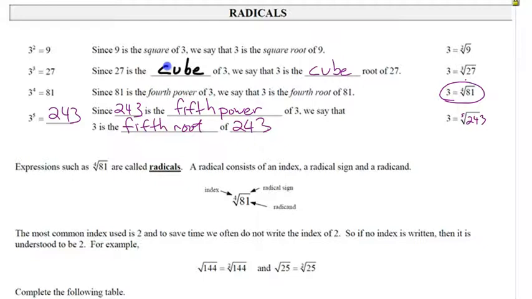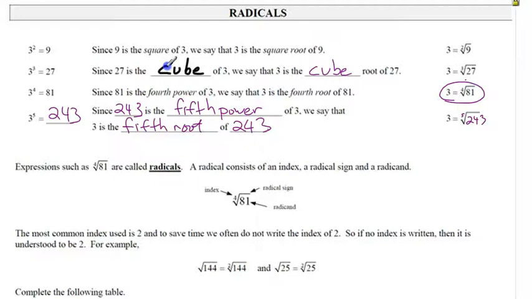Expressions such as the 4th root of 81 are called radicals. A radical consists of an index. That's the number that's in the, I don't know what exactly to call that. Let's call it the crotch, I guess, of the radical sign. And the radicand is underneath the radical sign. Okay? So we write the index.